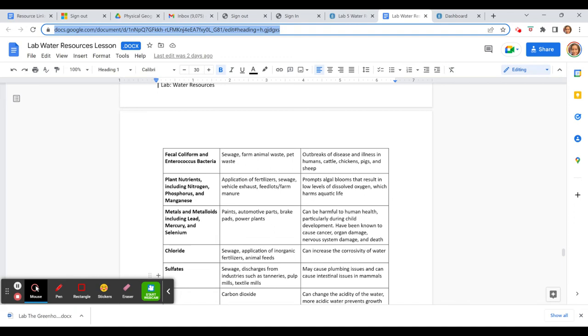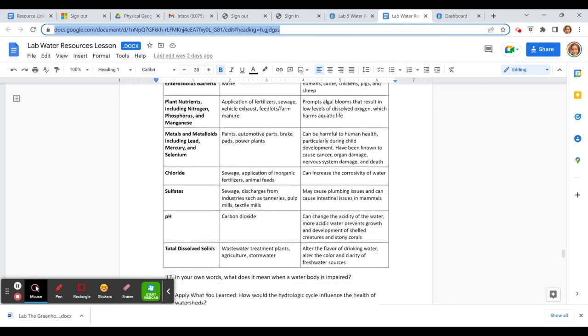So for example, if we get anything like metals or metalloids, including lead, mercury, and selenium, this can be harmful to human health, particularly child development, and have been known to cause cancer, organ damage, nervous system damage, and death. How about sulfates? Sulfates come from discharges from industries, sewage, tanneries, pulp mills, and may cause intestinal issues in mammals, which means humans, guys, because that's us.